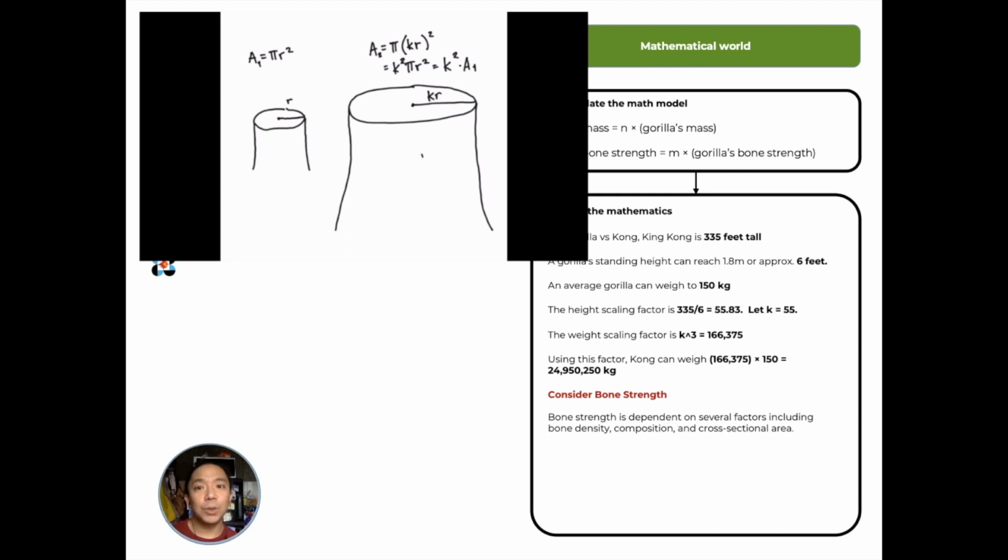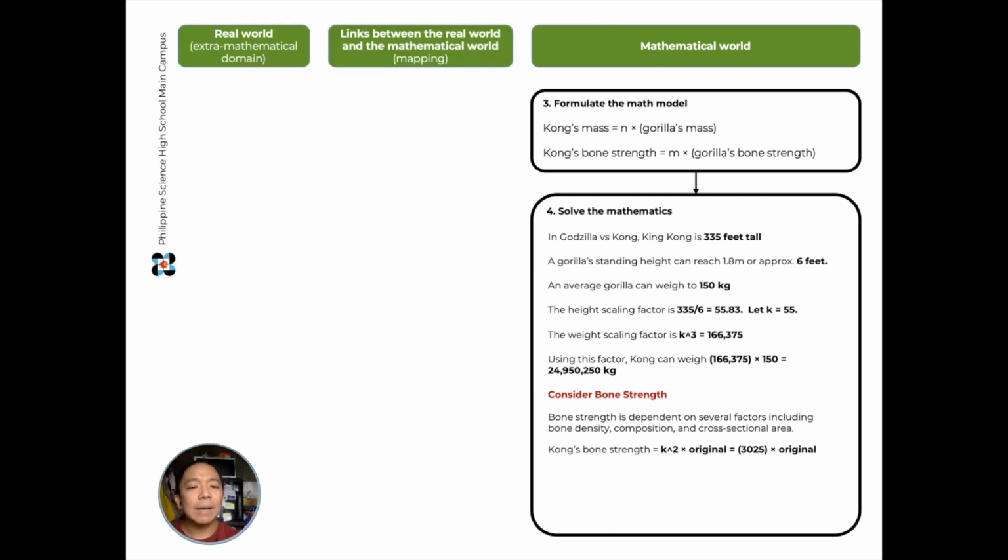pi times yung bagong radius, kr squared, or k squared pi r squared, or k squared times yung cross-sectional area ni A1. So, ang factor ng paglaki ng cross-sectional area, and we'll use that to approximate the bone strength, will be k squared. So, based dun sa scaling ng bone strength from a gorilla to King Kong, that will be k squared times yung original na kung anumang bone strength ni gorilla. So, that's 3,025 times the original.